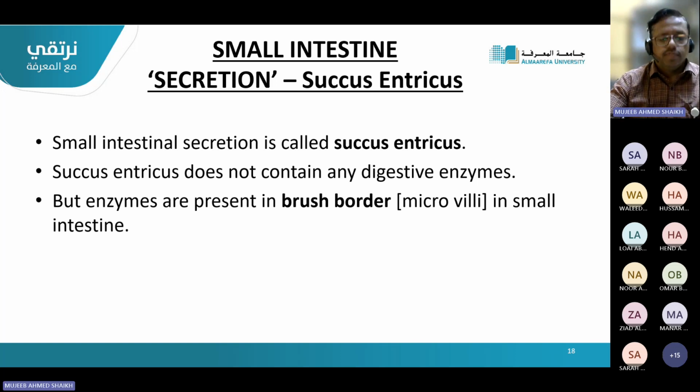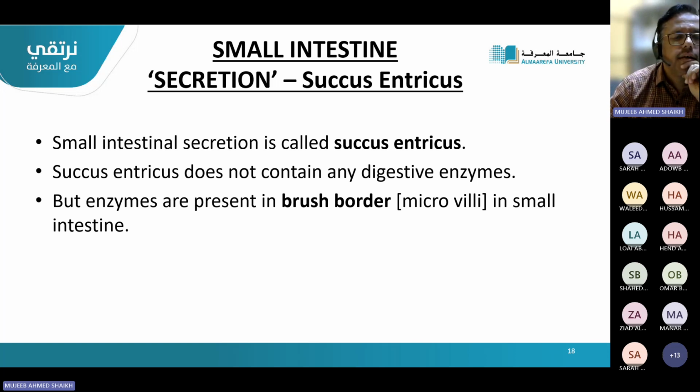OK, so the mucosa of the small intestine has so many cells, so many glands, and they are secreting a juice similar to the gastric juice. Here the intestinal juice is known as succus entericus. Succus entericus is the secretion of the small intestine, which is helpful for digestion as well as in keeping the mucus there, which will help it to push the food smoothly.